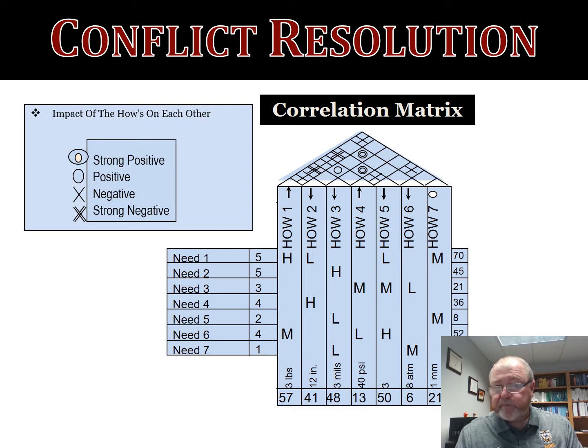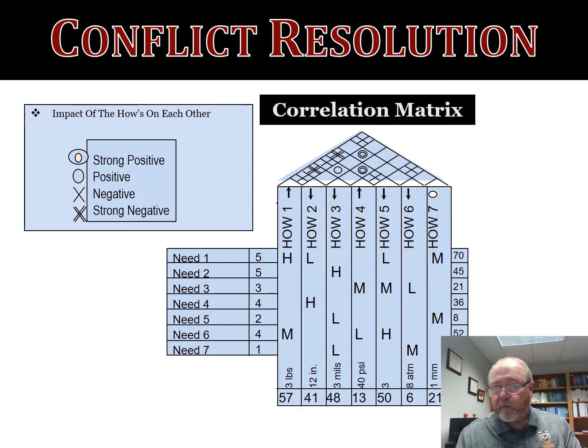Similar up and down here. The 57, 41, 48, and so on. How did we get, let's say, the 57? 5 times 9 plus 4 times 3. 45 plus 12, 57.